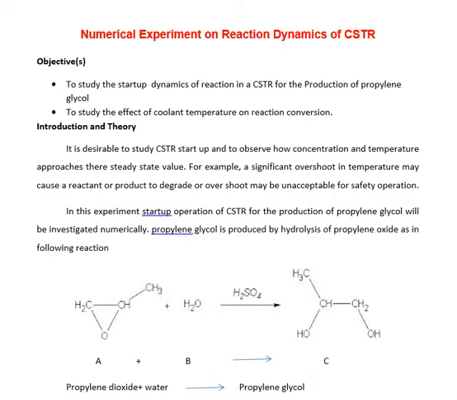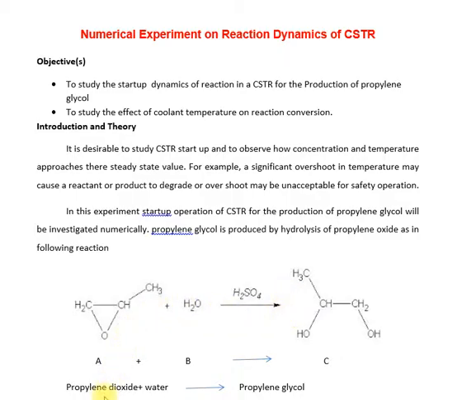Hello everyone, this is the last experiment of your Lab 3 course, which is basically a virtual experiment. It is a numerical experiment: we simulate the reaction dynamics of a CSTR. We will use the MATLAB code that will be given to you to simulate the reaction, which is the production of propylene glycol. How is it being produced?